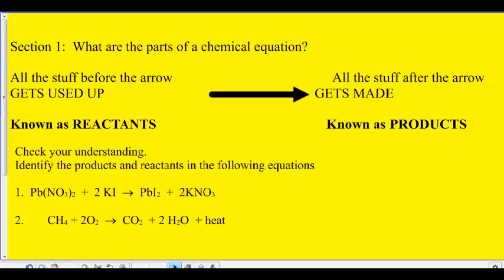So think of a chemical reaction as a before and after situation. You have your ingredients, and your ingredients are everything that comes before the arrow. It is the stuff that you're going to put in to make something new.